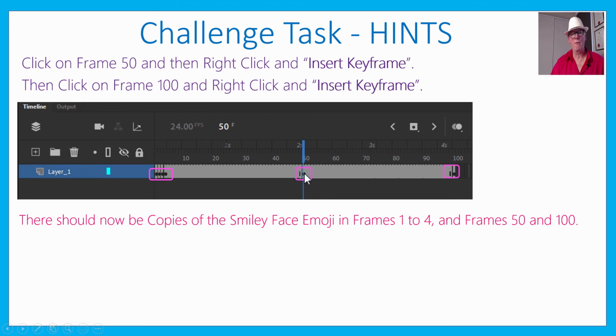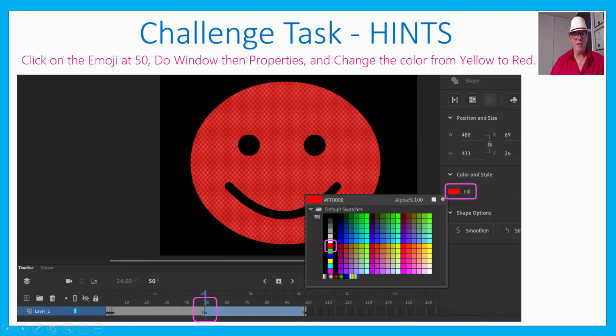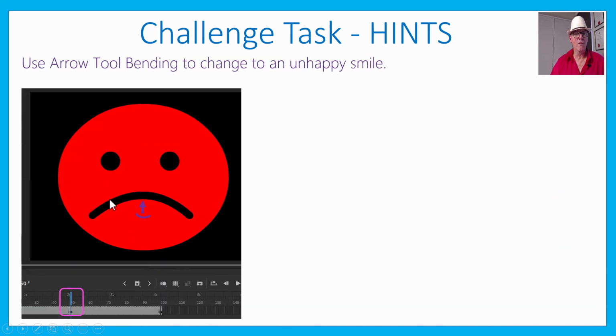Then click into frame 50, because what we're going to do in 50 is change the color and make it a sad face. All right, so at 50, where our happy one is, we're just clicking on this part, and if you go to window properties, and make sure you're not on dock properties, but on the right ones for this object, change the fill color to red. So it was yellow, we've made it red.